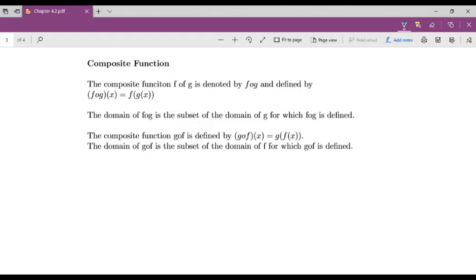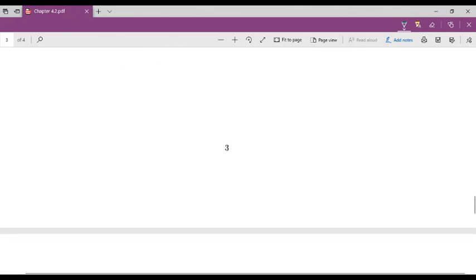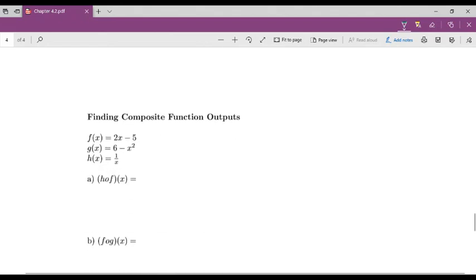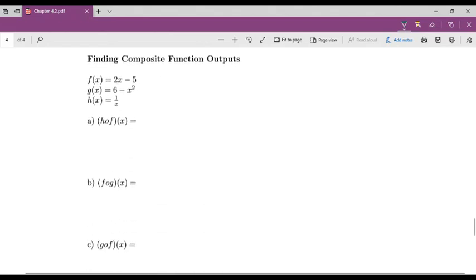Now the domain of f of g is the subset of the domain of g for which f of g is defined. The composite function g of f is defined by g of f of x, which is equal to g of f of x. The domain of g of f is the subset of the domain of f for which g of f is defined. Okay, now let's do some examples because I know all those words can kind of come out like gibberish to most people, even when I read them and even when they read them to themselves.